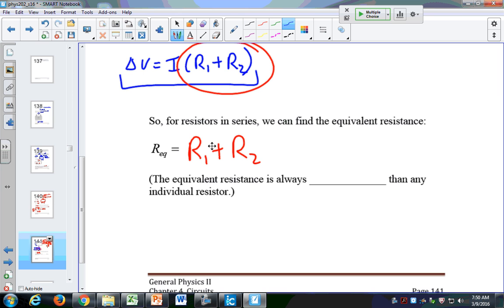Also, just want to point out, this should be obvious. I hate to even say it, but it won't be obvious when we deal with resistors in parallel. The equivalent resistance is always bigger than any individual resistor. So R equivalent is bigger than R1, R equivalent is bigger than R2. It's the sum, right? It has to be bigger than the individual resistors. But we'll see with resistors in parallel that's not true, that the equivalent resistance is smaller than the smallest resistance. So that's why I pointed it out. The equivalent resistance is always bigger than any individual resistor in series.